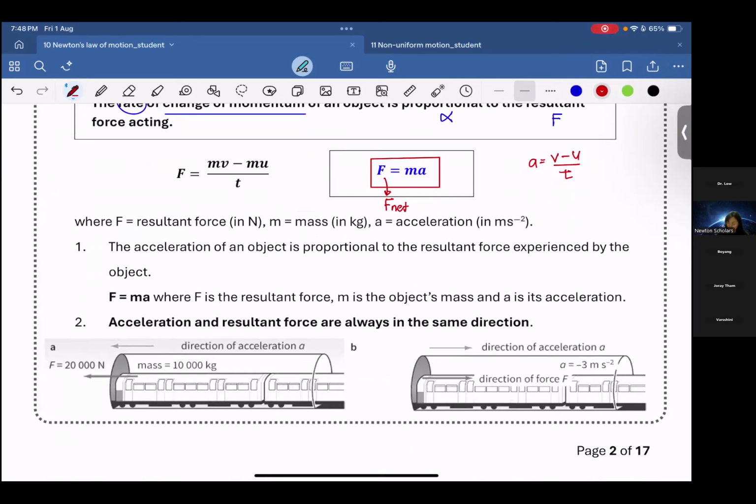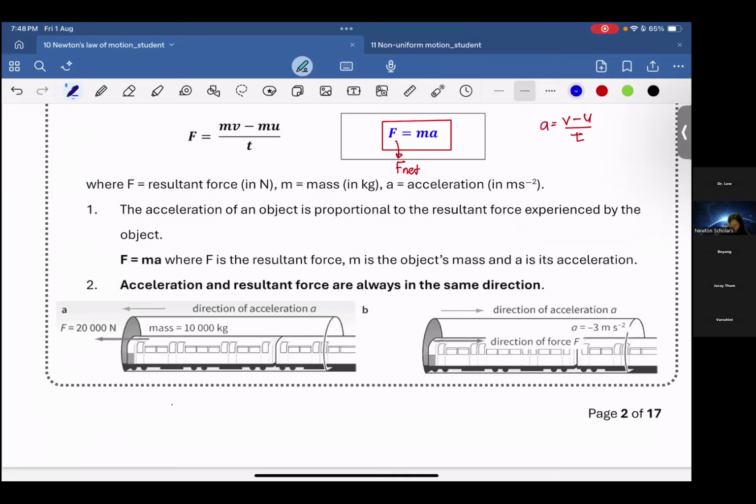Then here, there is one thing that I need to emphasize. Acceleration, sentence number 2, you see the whole sentence. Acceleration and resultant force are always in the same direction. So we look at this. Maybe I give some example. Okay, let's say this is the car.